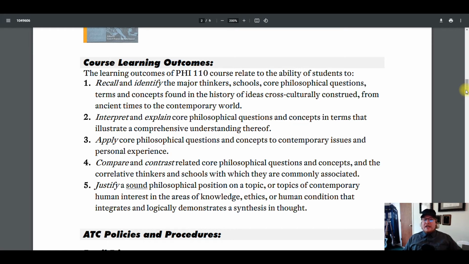5, justify a sound philosophical position on a topic or topics of contemporary human interest in the areas of knowledge, ethics, or human condition that integrates and logically demonstrates a synthesis in thought. What does that mean? Short version of that, when you do your writing assignments, the weekly analyses, just be prepared to back up what you're saying.